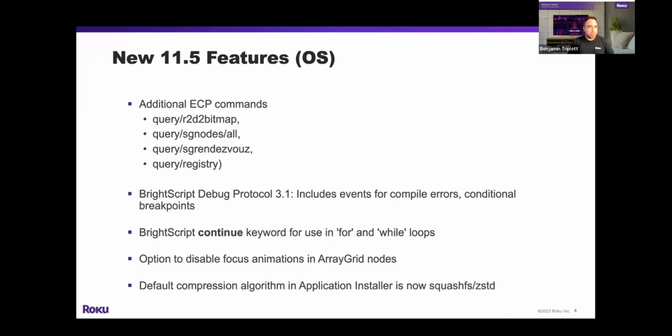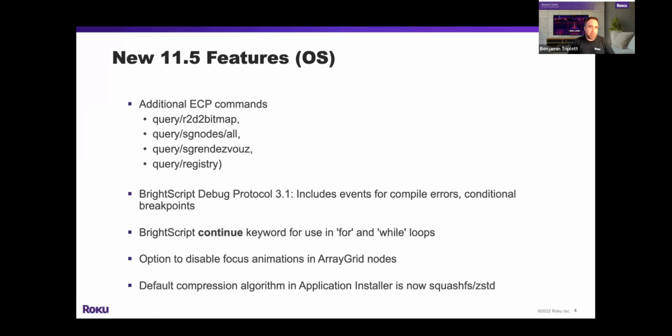The BrightScript debug protocol has been updated to what we call version 3.1. So it includes additional support for compile errors and conditional breakpoints, which can be leveraged by various third-party tools. And BrightScript itself has actually been updated to include the continue keyword, which you can use within various for and while loop functions.